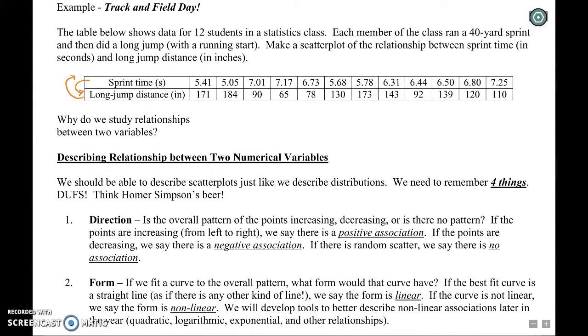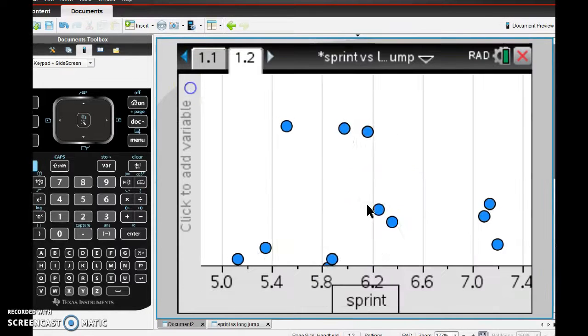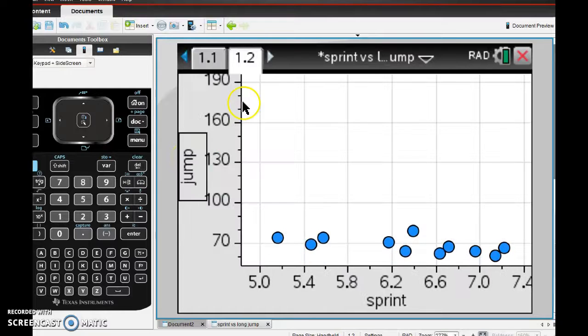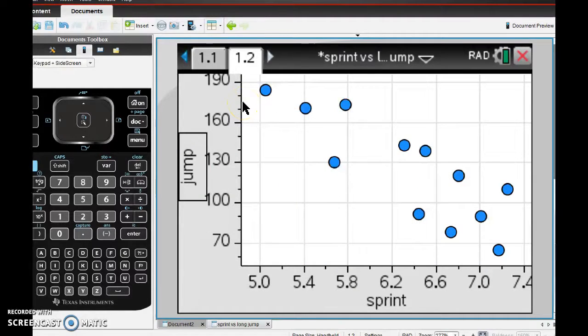Because you're running and jumping as far as you can, I would say the faster you run, the longer you could jump. So it makes sense that this would be the explanatory and this might be the response. But usually the question will say which prediction we're making. Well, they didn't ask us to do that, so let's just put sprint on the x-axis. That's a univariate graph of sprint times, a dot plot. If we click this axis over here and add jump distances, we've got our scatter plot.